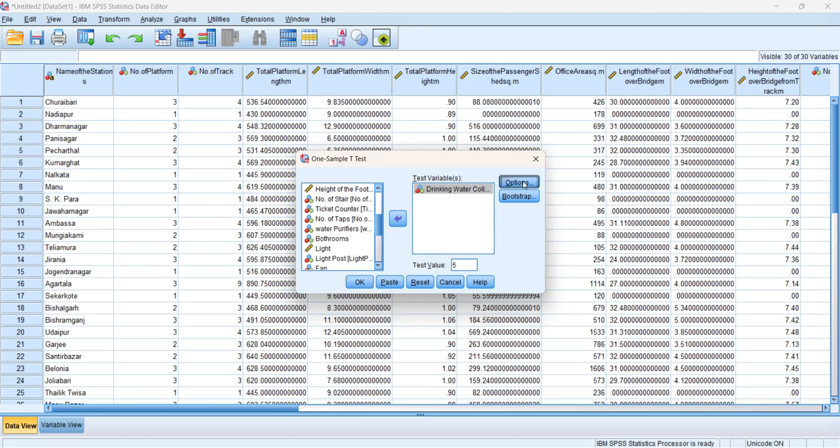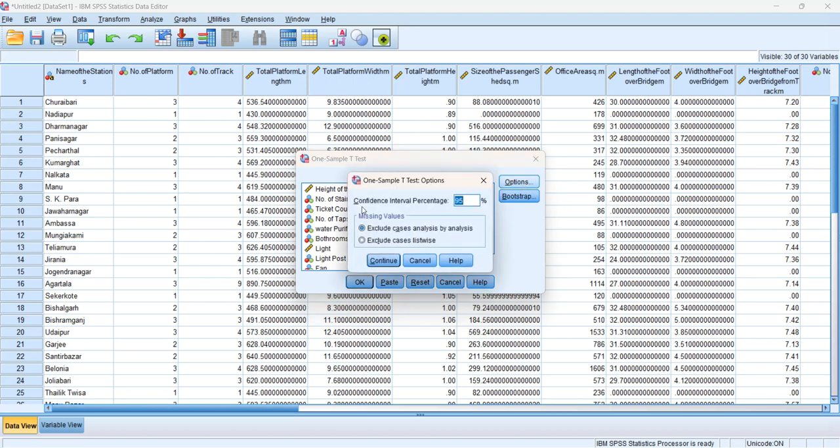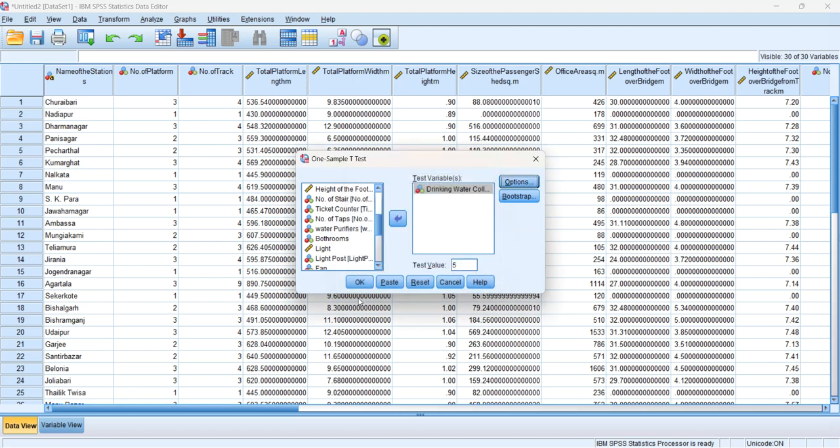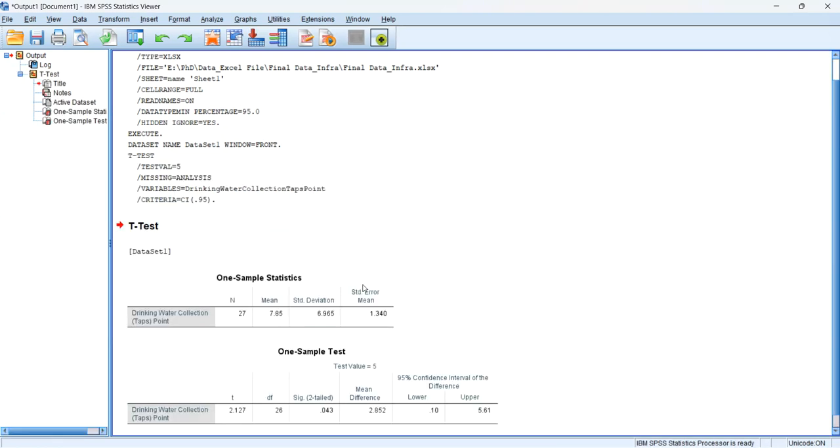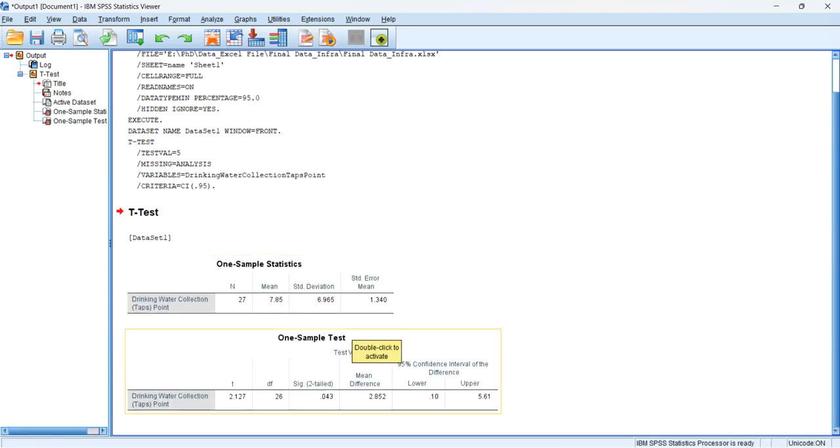Then you just check your confidence interval percentage, that is 90%. My significance level should be less than 0.05 for the result to be significant. Just put okay. So you just check, 0.03 is a significant difference between the different railway stations in terms of drinking water collection taps.